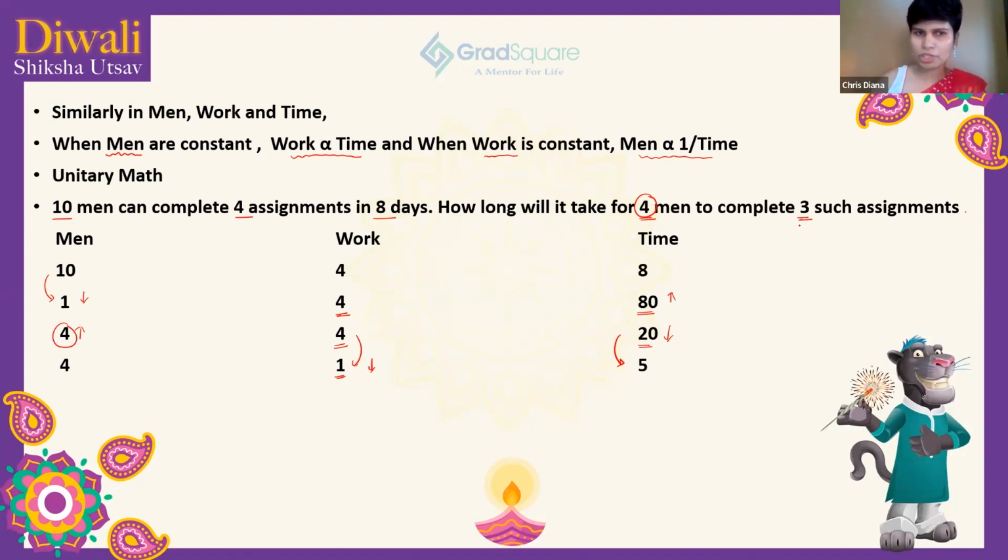But I need 3 units, 3 such assignments. So keep the men constant again, 4. Now the work done has increased, so obviously time taken is also going to increase. So this has become threefold, this will also become threefold. So 5 into 3, 15. So this is the answer: 4 men can complete 3 such assignments in 15 days.